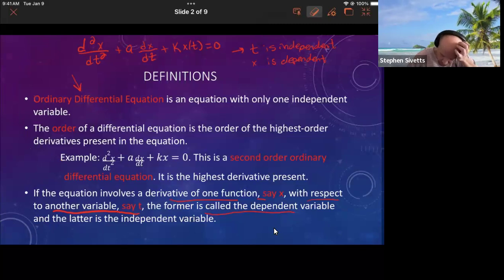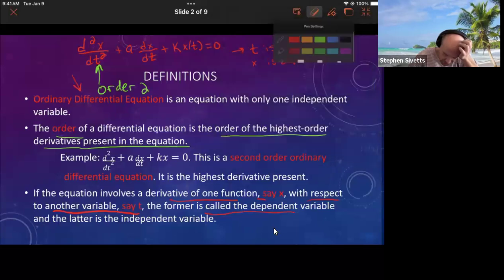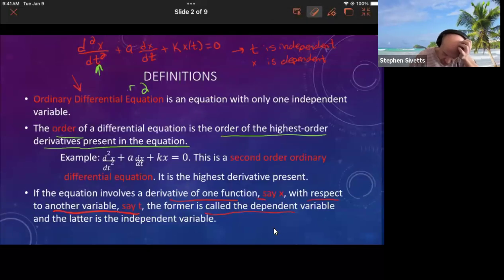Okay. And there's another term I have to go over. It's what's called the order of a differential equation. The order is the order of the highest derivative present. In this case, we have a second derivative occurring in this equation, so we say that it's order 2. In other words, they call this type of equation a second order differential equation. Second order ordinary differential equation.